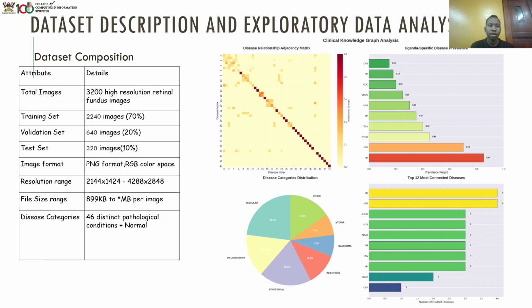So the dataset description: the attributes are the details. The total images are 3,200. We have a training set of 2,240 images, a validation set of 640, and a test set of 320 images. The image format is PNG in the red, green, blue color space. The resolution is 2144 by 1424 to 4288 by 2848. The file size is 899 KB, and the disease types are four distinct pathological conditions plus normal.